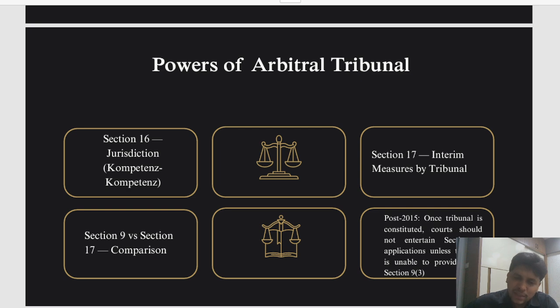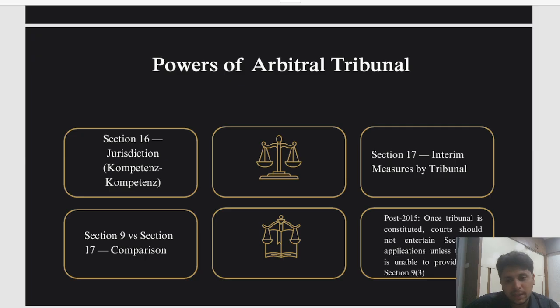Those can be any specific injunction, or if the subject matter of the dispute is of such a nature that there might be a chance of damage to the property. In such cases, interim reliefs can be sought. So interim reliefs under section 9 are sought before the courts and under section 17 are sought before the tribunal.